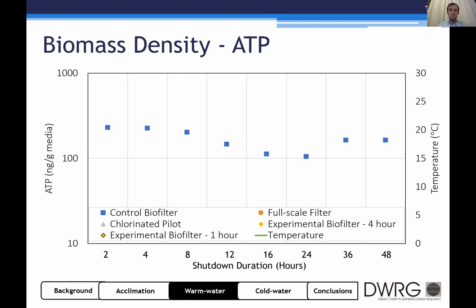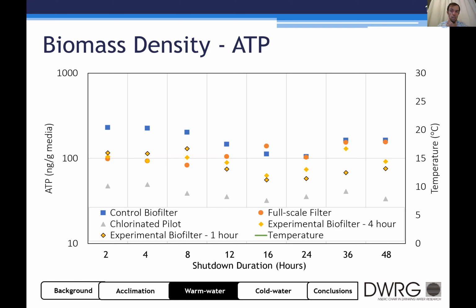And when we look at ATP, the control had a slight dip through the 16 and 24-hour period, but that was similar with the chlorinated filters. So the full-scale filter was pretty stable throughout that period, and the chlorinated pilot showed a similar trend to the control filter. And when we look at the experimental filter, we see a similar trend to the control.